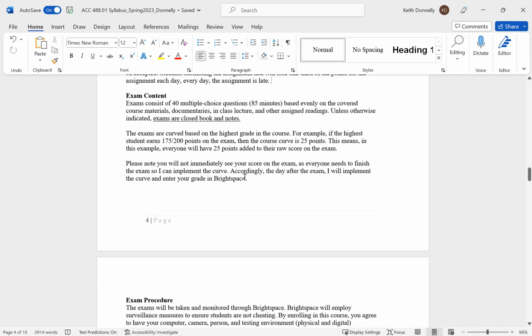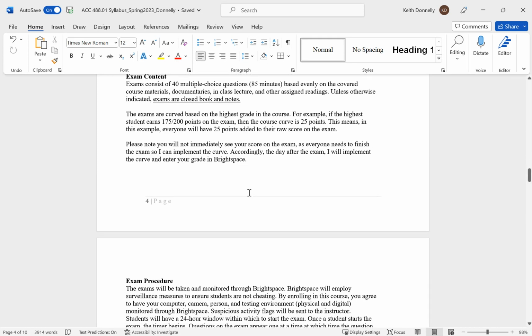All right, so the exams are curved. It's based on whoever does the best in the class. I have to learn a little bit of the mechanics of Brightspace, but I will explain to everybody what the curve was for each exam. Now, where I'm going with this is you're not going to see your exam score immediately right after you take it. Why? Because I haven't implemented the curve yet. I don't know the curve until everyone's done. So you will see your score in Brightspace the day after the exam.